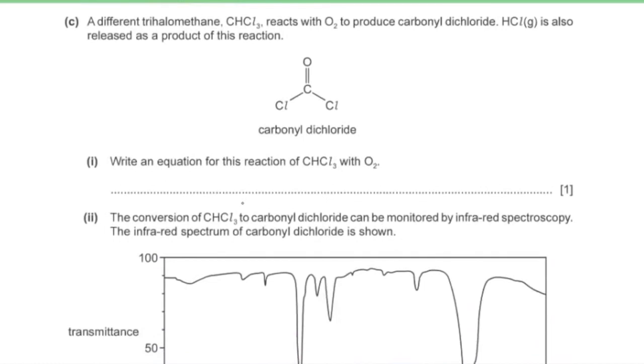Part C, a different trihalomethane reacts with oxygen to produce carbonyl dichloride. HCl is also released as a product of this reaction. Write an equation for this reaction of CHCl3 with O2. CHCl3 plus O2 gives carbonyl dichloride, that is COCl2, plus HCl. We have half mole of oxygen gas here.